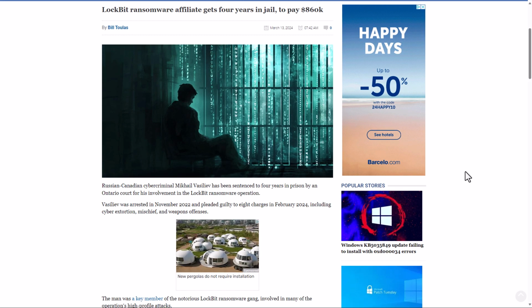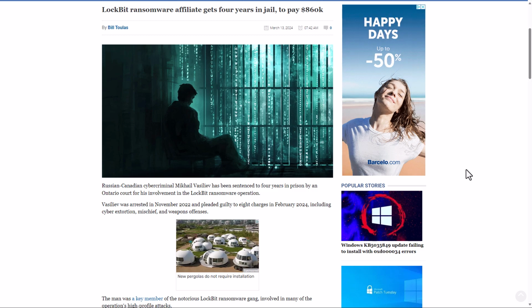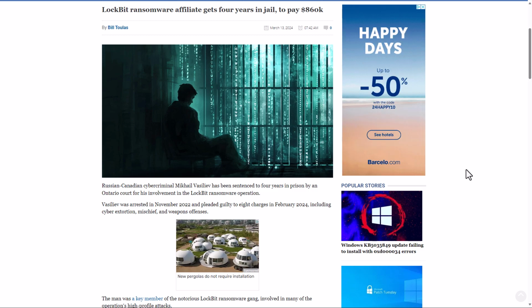A member of the LockBit ransomware gang has been sentenced to 4 years in prison by an Ontario, Canada court after he pled guilty to 8 charges, including cyber extortion, mischief, and weapons offenses. BleepingComputer.com reports he was an important figure in the gang and was part of several high-profile attacks worth over $100 million. In addition to the imprisonment, he was ordered to pay $860,000 in restitution to his Canadian victims. He also faces extradition to the United States, where he will face additional charges.